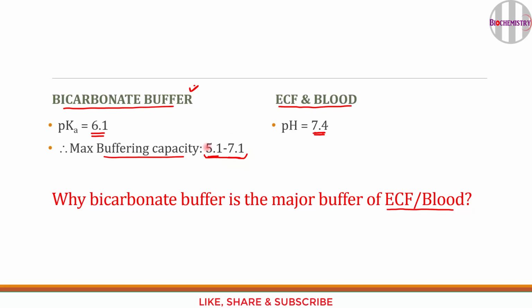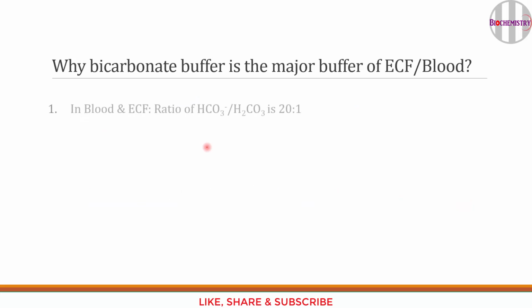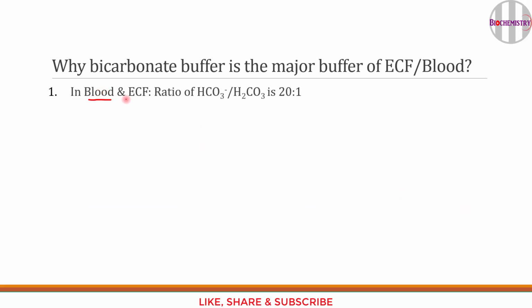So there are a total of two reasons for this. Let's look at the first reason. That is, in blood and ECF, the ratio of bicarbonate ion to carbonic acid is 20:1. Now you may ask, so what will happen if the ratio is 20:1?